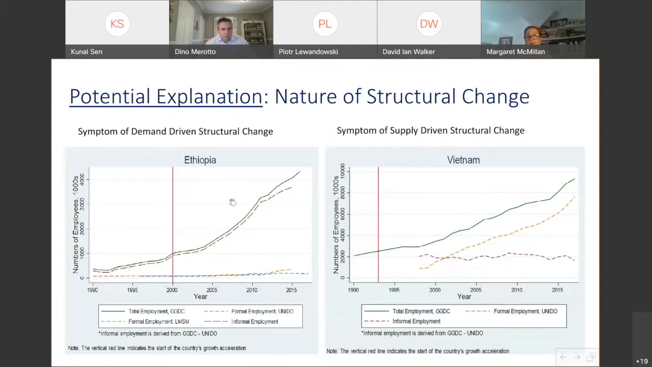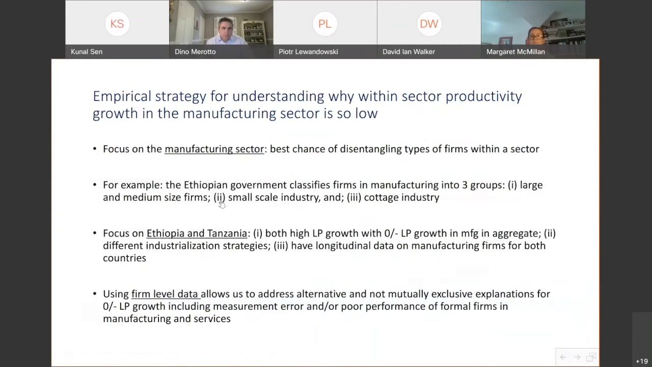Let me just say, Gaaitzen brought this up, whether we find this for Ethiopia, Tanzania. In subsequent work, I've also found this pattern for Ghana, Kenya, Nigeria, and Senegal. And for more countries to be included, we still need more data, more firm level data.